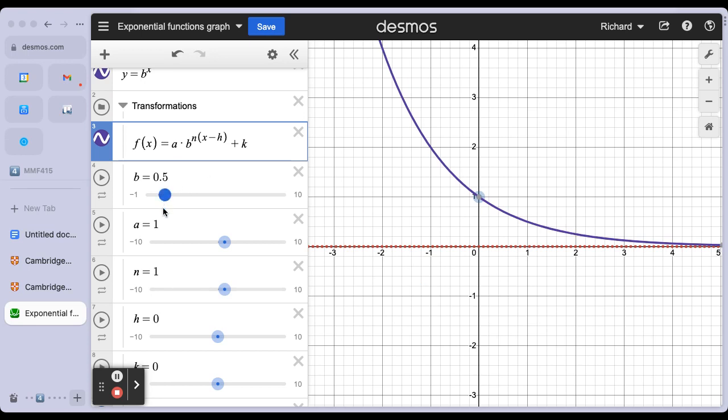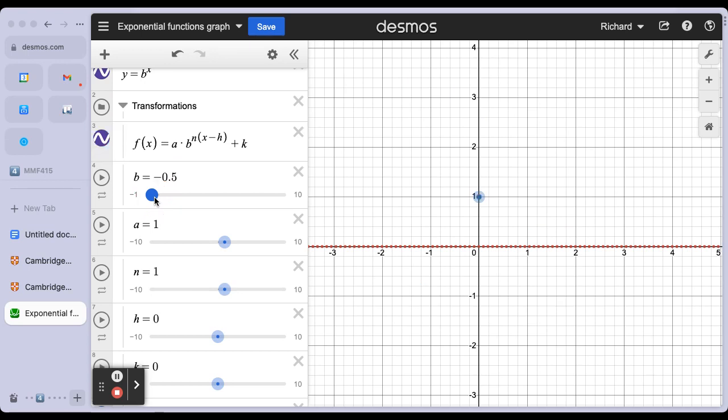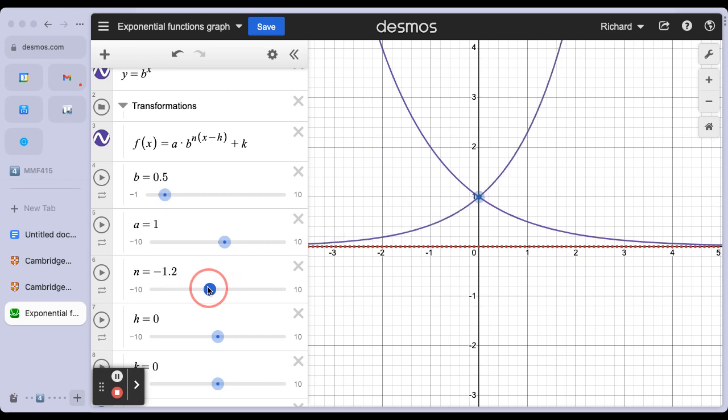Okay, if I then reflect that, so if I make b equal to negative a half, no, I did the wrong thing. So if I leave b as a half and make n -1, so it's a reflection only, then you can see that this graph has gone back to 1, 2 again. So the reflection, b to the power of reflection, makes it reflect back.